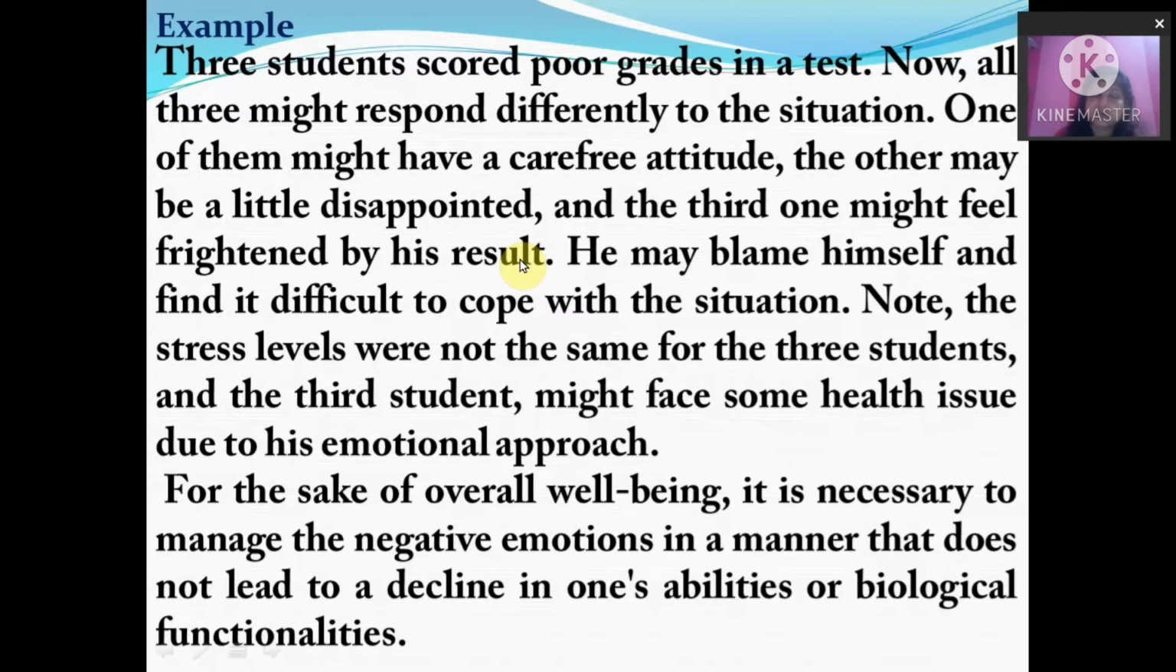So for the sake of overall well-being, it is necessary to manage negative emotions in a manner that does not lead to a decline in one's abilities or biological functionalities, okay. So stress will lead to mental problems also, health problems also, okay. So if negative emotions are coming, we'll learn how to control and overcome them, rather than allowing our mind to take the stress, okay. So suppose the exam is not well, we can set our mind, okay, I will prepare myself better for the next exam, okay.